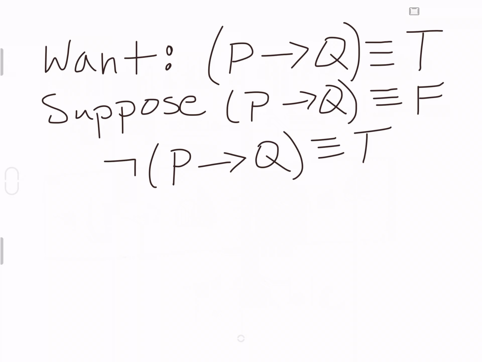All right, so let's recap a little bit. What we want is for P implies Q to be true. But we just don't know how to prove it with a direct proof. So we say, well, what would happen if P implies Q was false? Well, if P implies Q is false, then its negation must be true. This is because all mathematical statements are true or false. So if P implies Q is false, its negation must be true.